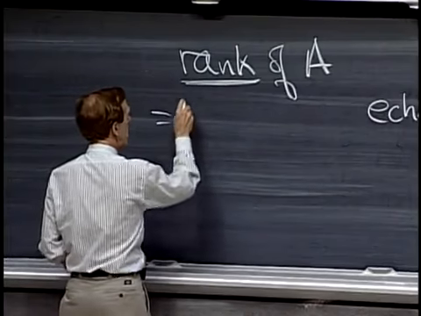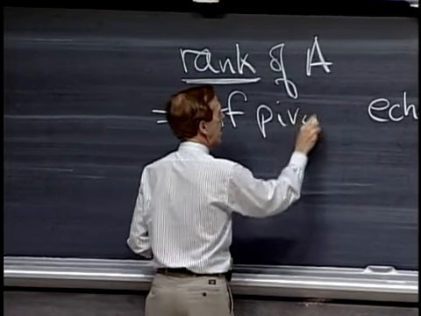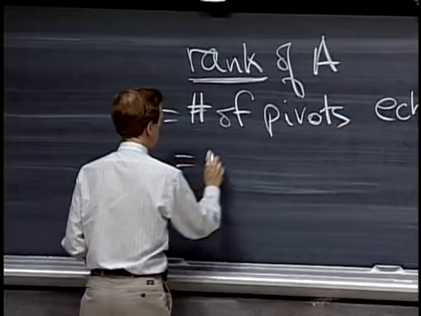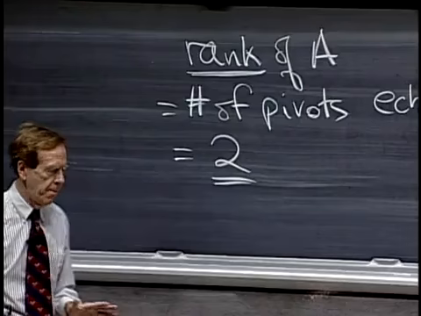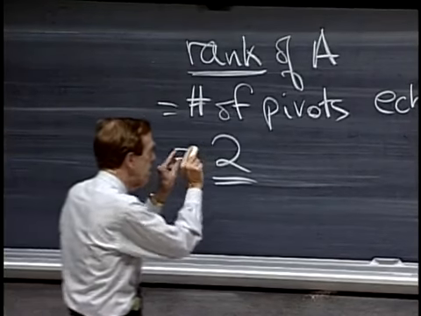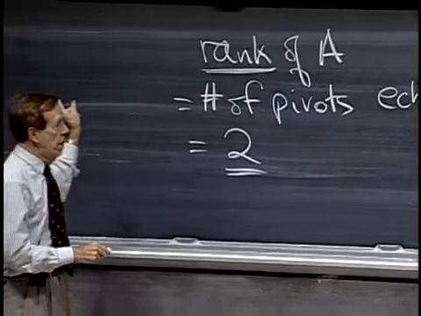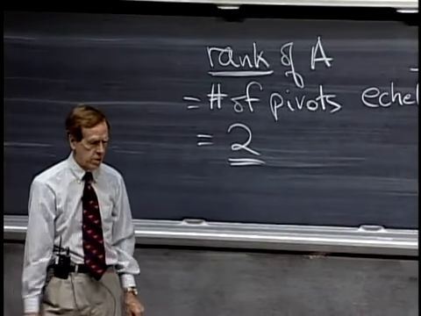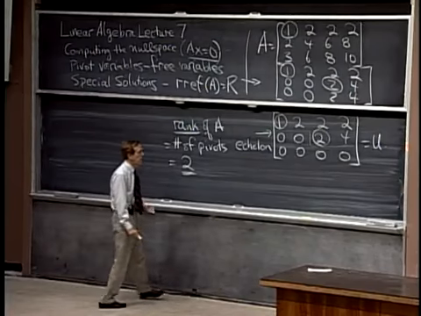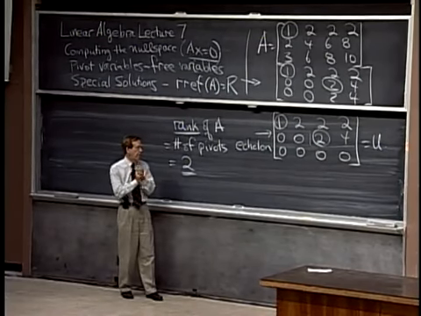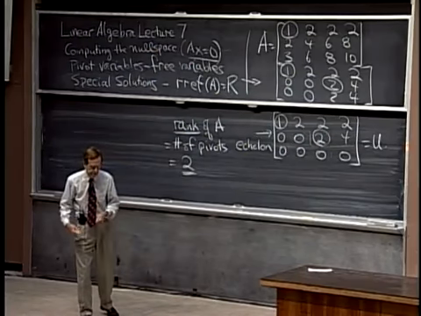It's equal to the number of pivots, and in this case, 2. OK. For me, that number 2 is the crucial number. Now, you remember, I'm always solving Ax equals 0, but now I can solve Ux equals 0, right? Same solutions, same null space. OK, so I could stop here. Why don't I stop here and do the back substitution?